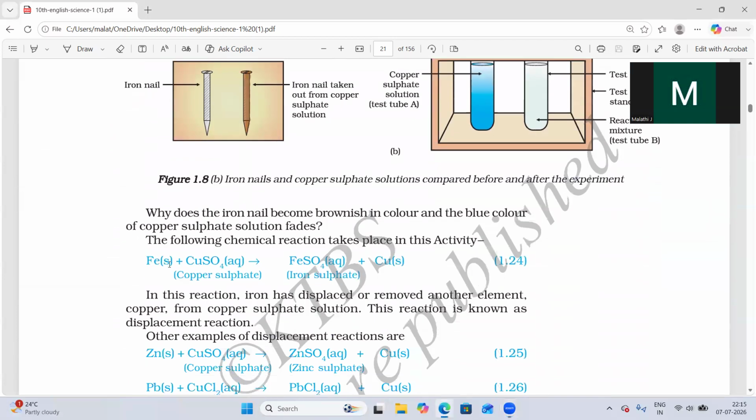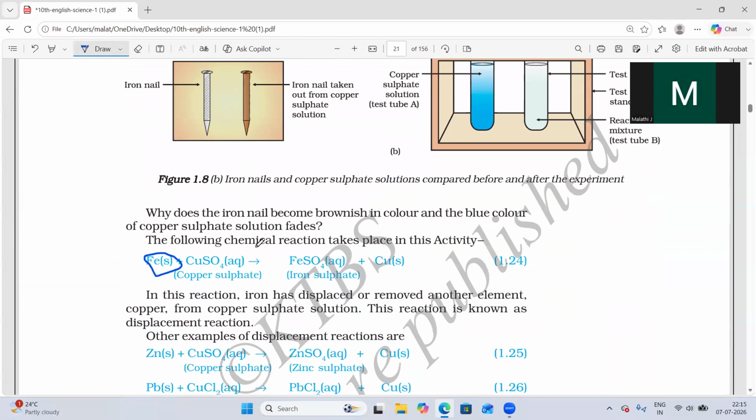When iron is dipped in this copper sulfate solution, you will get iron sulfate, and copper will be separated. Here, in the place of copper, iron will attach; it will replace the copper. Why does it happen? Because iron is more reactive than copper.